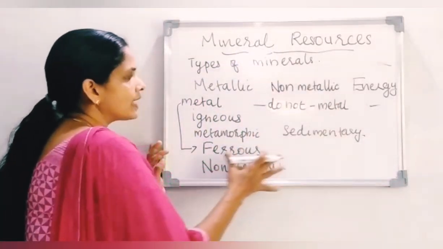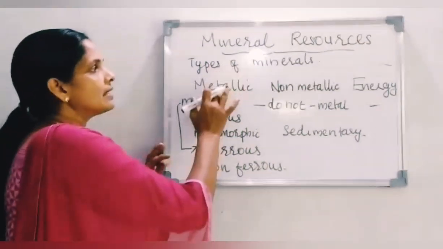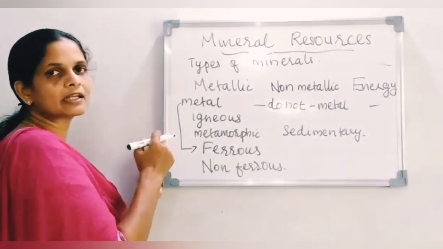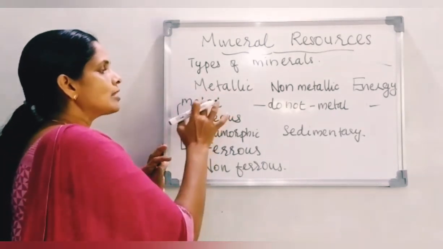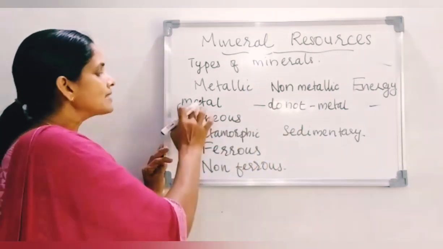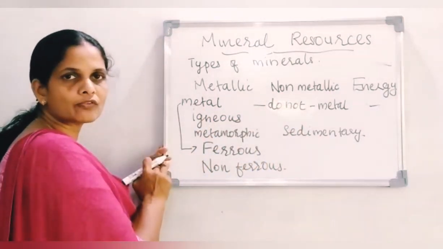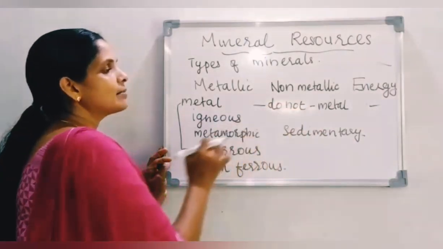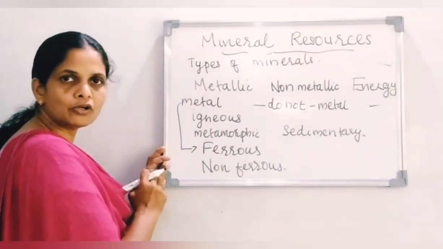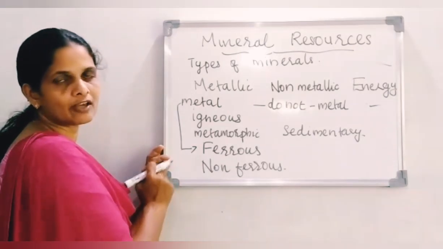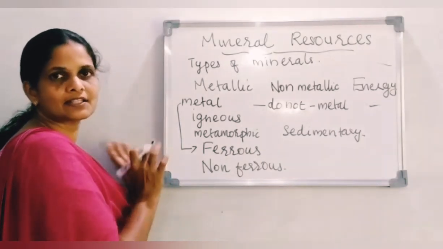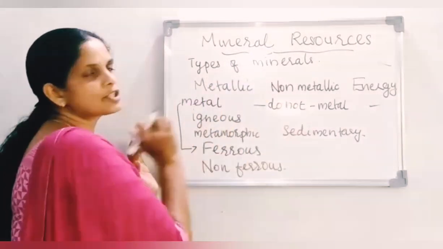These are the different classifications of minerals. Minerals are mainly divided into metallic and non-metallic. Energy minerals we will be learning in the next part, minerals which can produce energy. Metallic minerals contain metal in their raw form. Non-metallic minerals do not contain metal. Metallic minerals are mainly found in igneous and metamorphic rocks. At the same time, non-metallic minerals are found in sedimentary rocks. Metallic minerals are again divided into two, ferrous minerals and non-ferrous minerals. Ferrous minerals contain iron, non-ferrous do not contain iron. Is it okay? Clear?